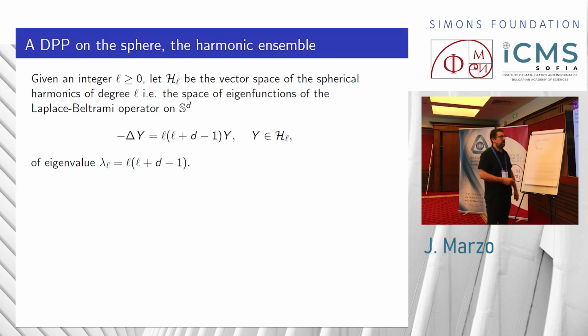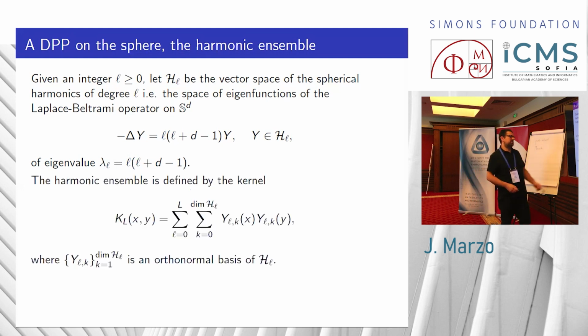To do that, I will introduce some notation. Let's consider H_L to be the space of spherical harmonics. All this was introduced also by Saab, so I have different notations. You have this space of spherical harmonics of degree L, the span of this space of eigenfunctions, and then you can define this reproducing kernel on the space of polynomials of degree at most capital L, given by these expressions.